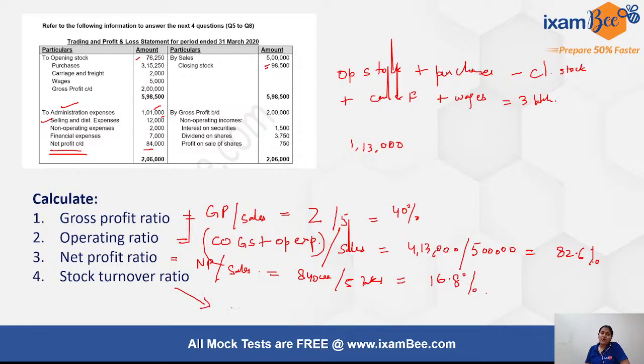Now it is the stock turnover. Okay, the stock turnover ratio is calculated as your cost of goods sold divided by your average stock. Okay, so cost of goods sold we already calculated here, it was 3 lakh, right?